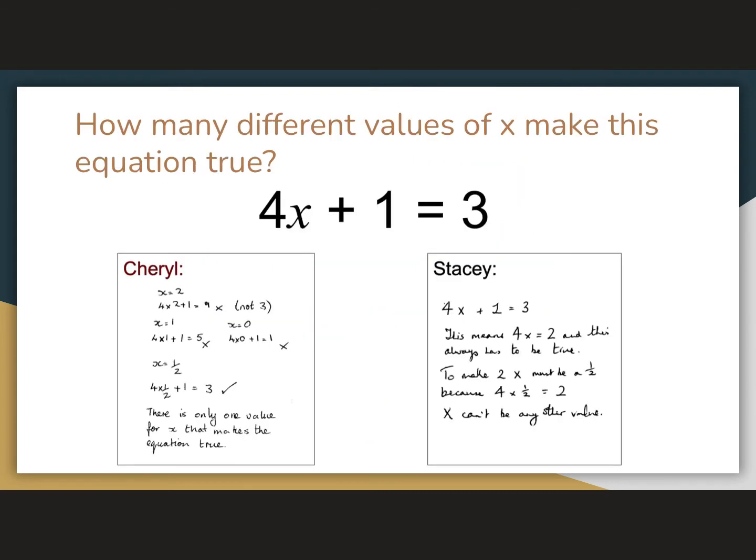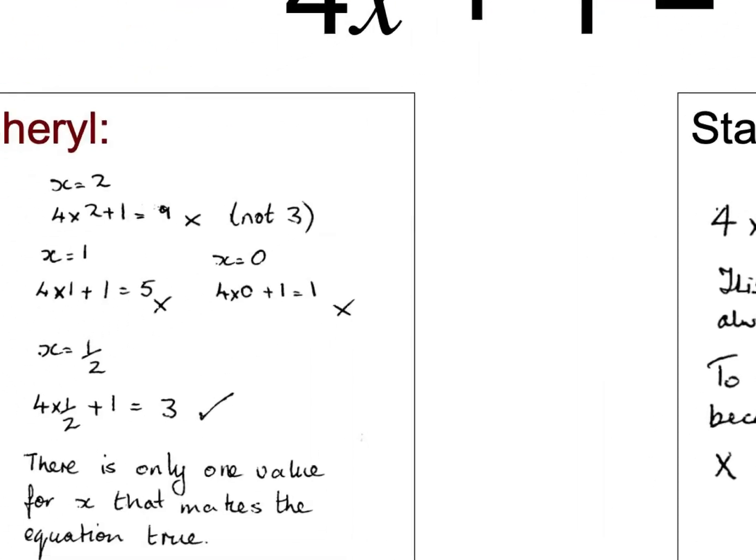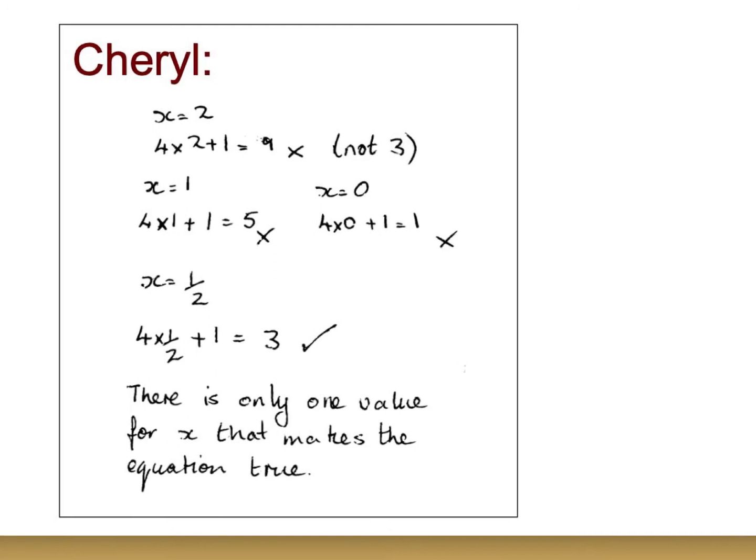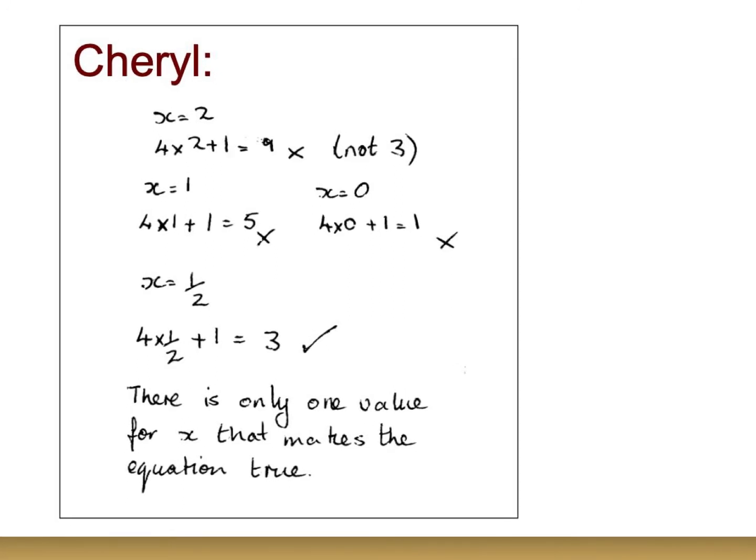So let's look real quick at this. How many different values of x make this equation true? Let me show you this a little bigger. Cheryl said x equals 1/2, because here's her work. There's only one value of x that makes it true, is what she's saying. She's saying that when x equals 1/2, it's true.